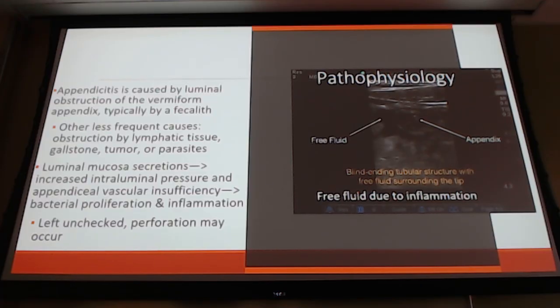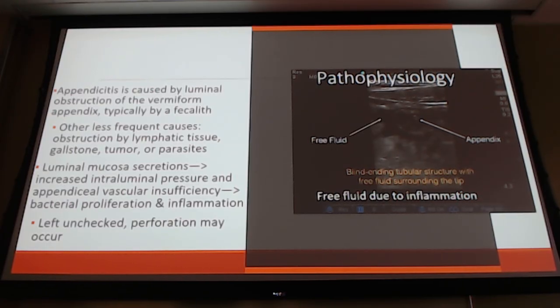So essentially you get this stasis from the obstruction. Stasis in the body is never good. It allows the opportunity for pressures to increase, poor blood flow, vascular insufficiency, resulting in bacterial overgrowth and inflammation. So a combination of all three with no treatment runs the risk of a perforation.